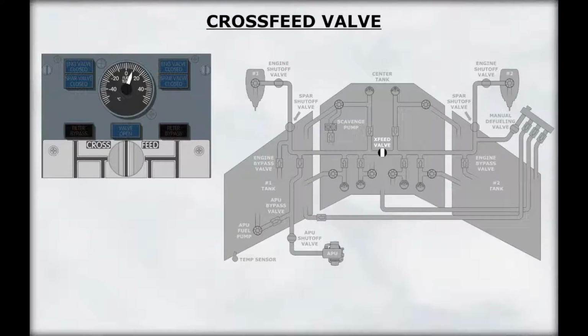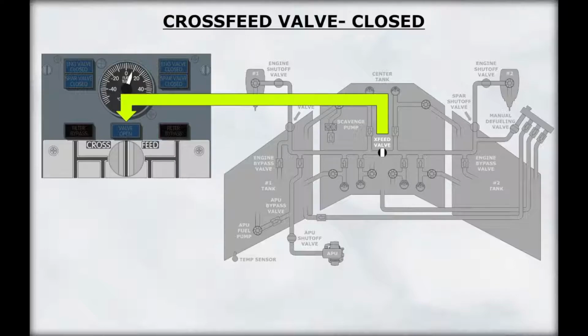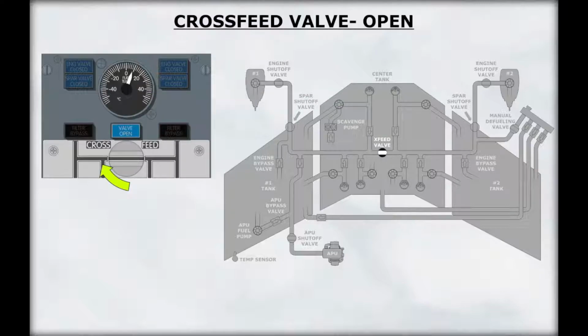The position of the crossfeed valve is controlled by the fuel crossfeed selector. Rotating the selector 90 degrees opens the fuel crossfeed valve and connects engine 1 and engine 2 fuel manifolds. The crossfeed valve is powered by the battery bus. The position of the crossfeed valve is indicated by the blue valve open light. The valve open light is extinguished when the crossfeed valve is closed and the crossfeed selector is selected to the closed or vertical position. The valve open light is dimly lit when the crossfeed valve is open and the crossfeed selector is in the open or horizontal position.